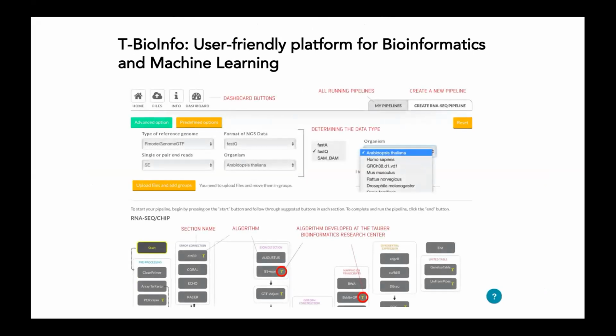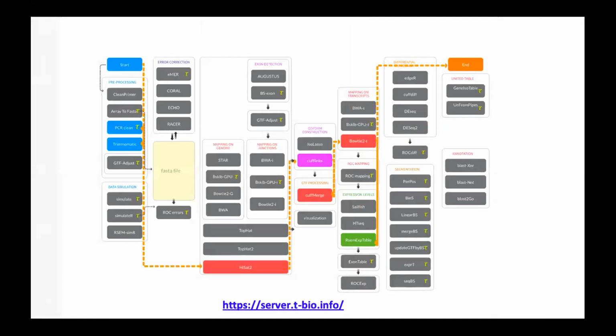The T-Bioinfo platform that we've been talking about has been developed by keeping open source software and the software that was developed on the algorithms that were developed in Tauber Institute. So algorithms that are developed in Tauber Bioinformatics Research Center have a logo like this, if you see. So you will see different pipelines with different logos like Tauber. So that means that these algorithms have been designed in Tauber Research Institute.